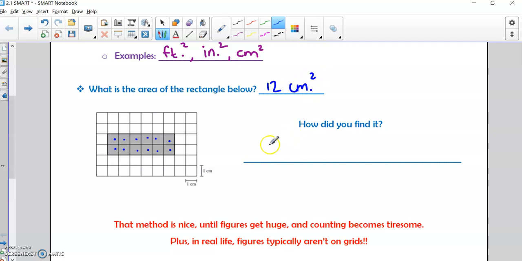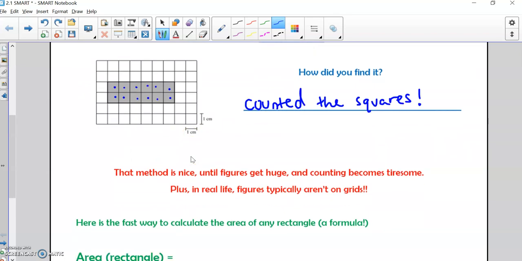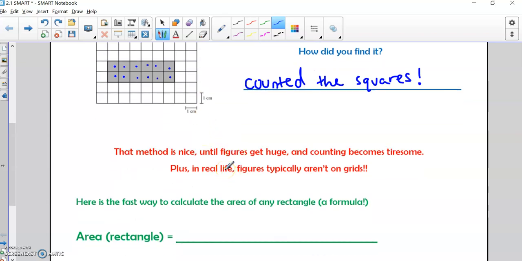And how did we do that? Well, we literally counted the squares. That's always an option. If your shape is on a grid, you are welcome to count the squares. It just might get a little questionable if you had a shape that's not very nice on the grid, but for rectangles, it's always an option. However, let's say you have a huge surface, and you're like, gosh, nobody has time to count all those squares. Luckily, we don't have to.